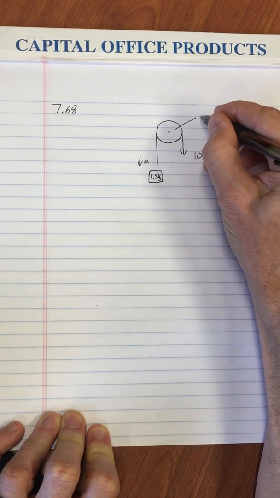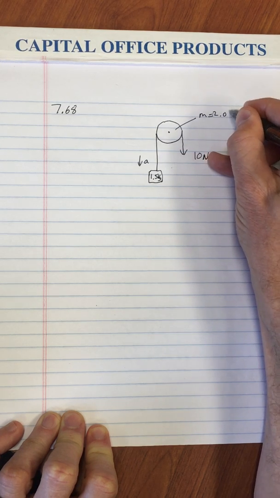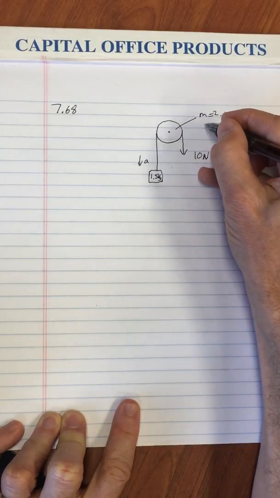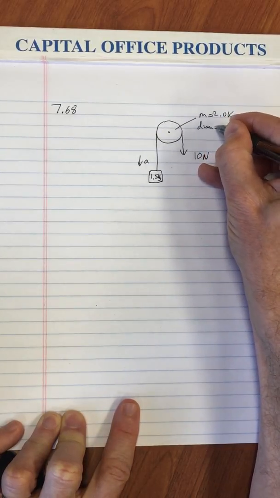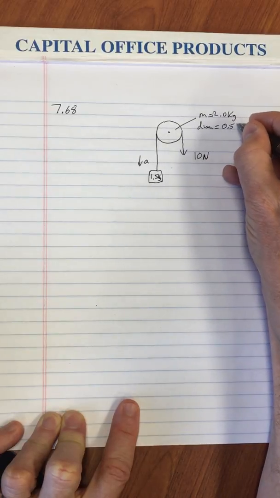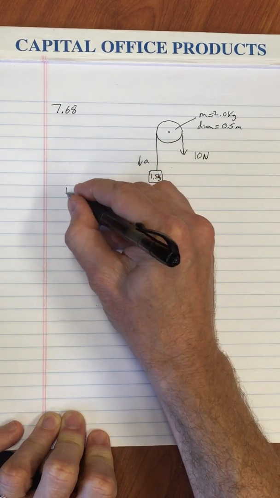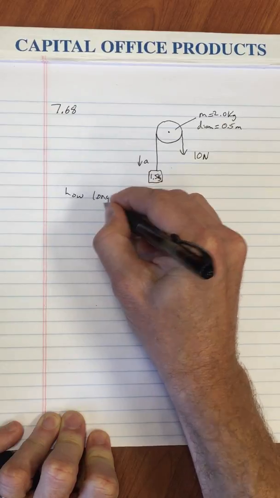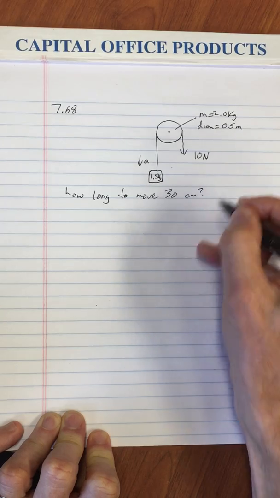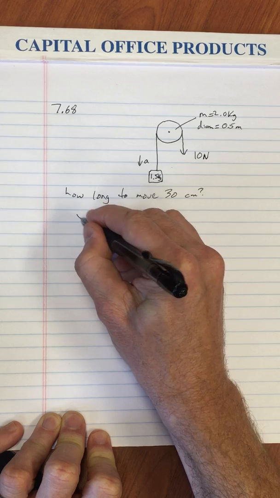The mass of the pulley is 2 kilograms, and it has a diameter of 50 centimeters, which is 0.5 meters. And the question is, how long does it take the block to move 30 centimeters? So that's a question about time and distance, which are kinematic parameters.